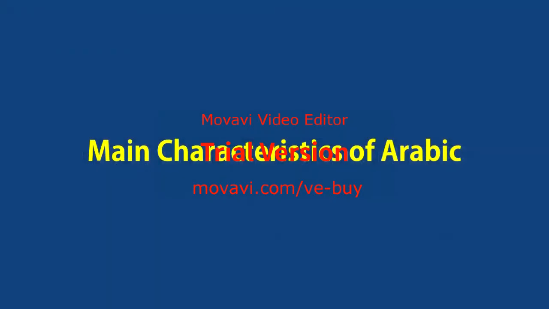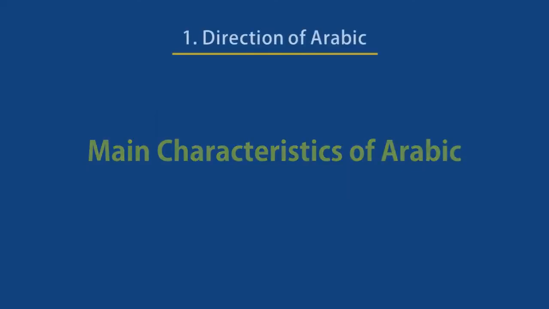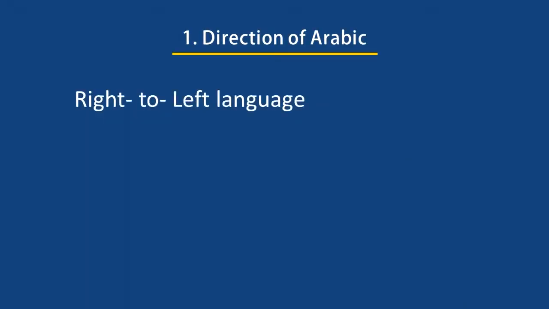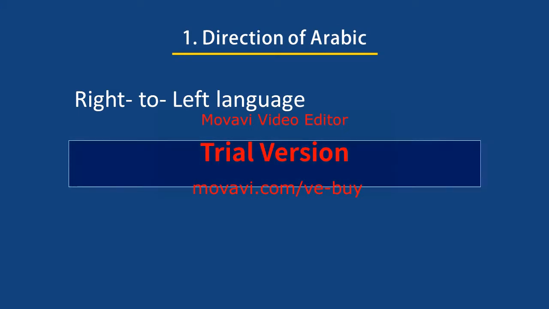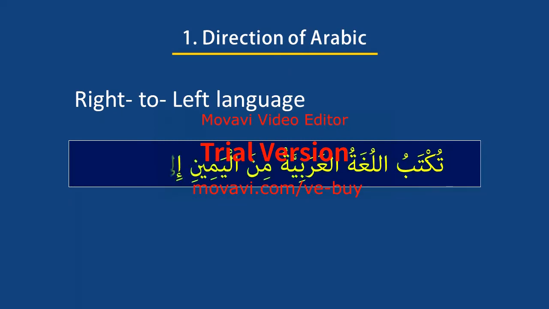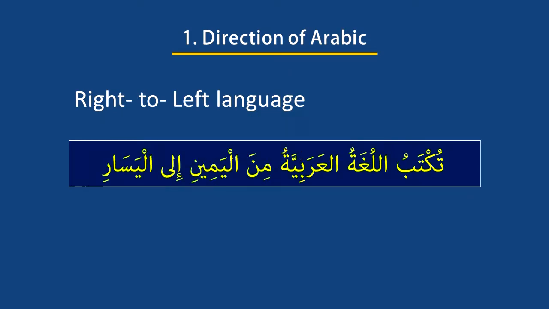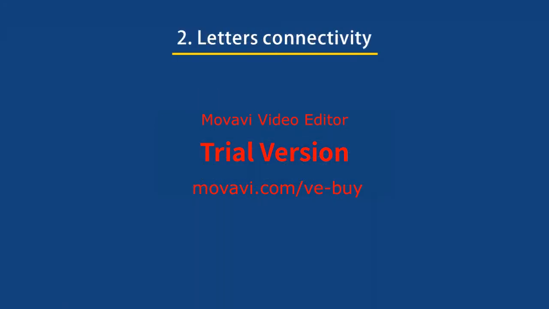There are several characteristics of Arabic which are very significant to learn. I'm going to cover two of them now. The first one is the direction of the Arabic language. Arabic is unlike English. It is a right-to-left language. So we write from the right side to the left. And this is applied, of course, to all the texts of the Arabic language, whether they are found in books, journals, websites, etc. This statement, which is written in Arabic, says "Tuktab al-lughatu al-arabiyyatu min al-yamin ila al-yasar," which means Arabic language is written from right to left.